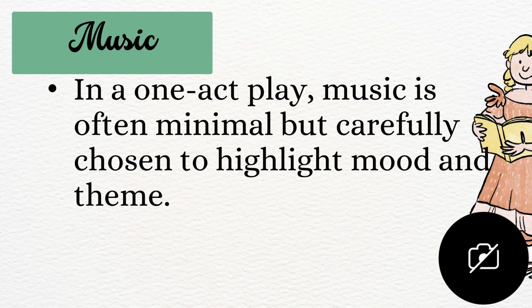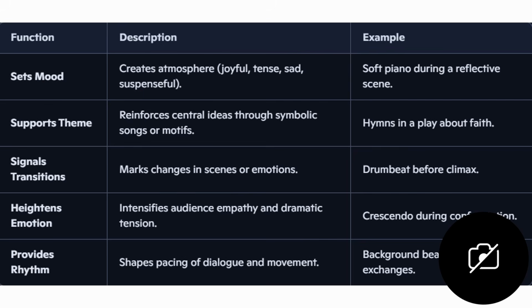In a one-act play, music is often minimal but carefully chosen to highlight the mood of the theme. I mean, in a one-act play it's not really required. It's only a few, but it's meticulously chosen because it may either make or break the scene, right? One wrong music can influence the mood, as you've seen a while ago. So one wrong music may ruin the mood of the play. That is how it is carefully chosen. So yeah, that's the function of music.